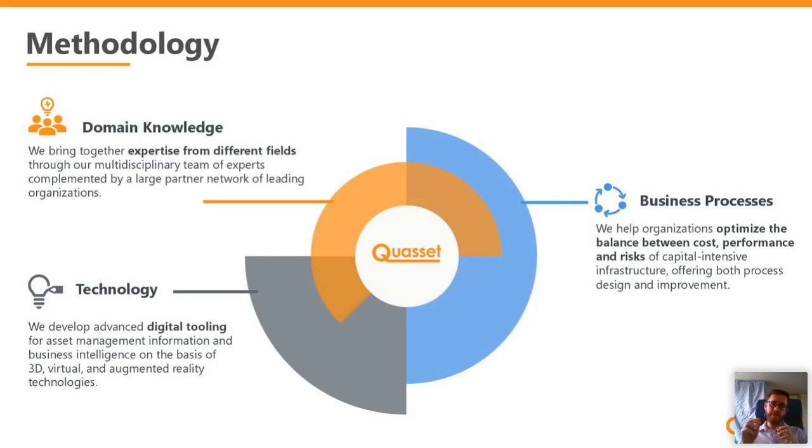So we leverage these three ways of doing it against all our projects, our services, and our products. And you need that mix, so it's not technology for technology's sake, for example. It's all about the mix of the domain knowledge, business processes, and the technologies in order to get added value for all our clients. And that's what we're all about.